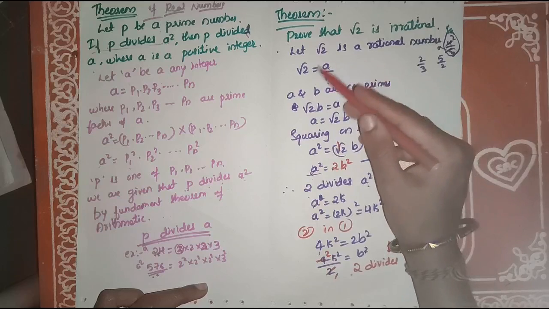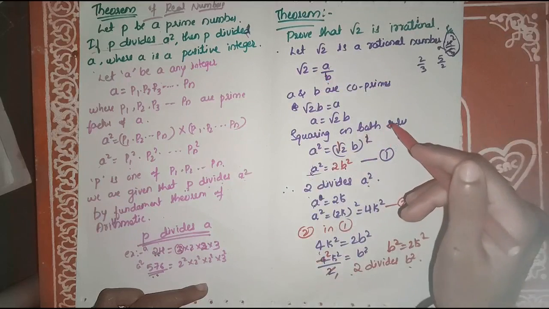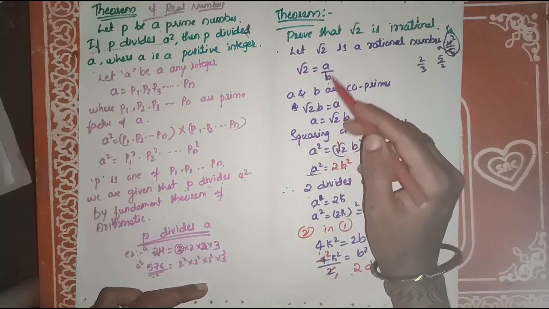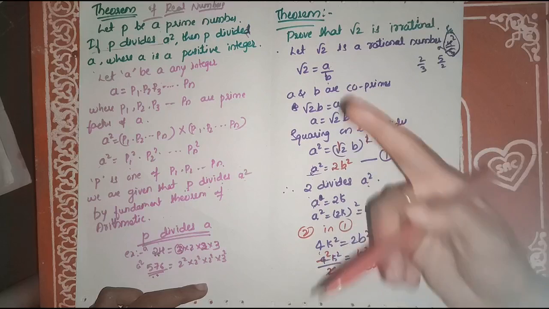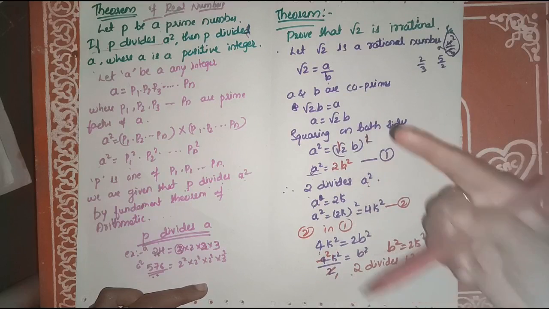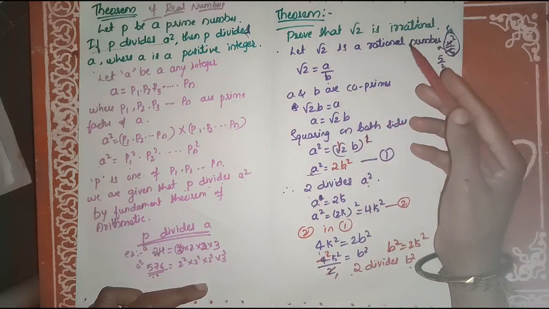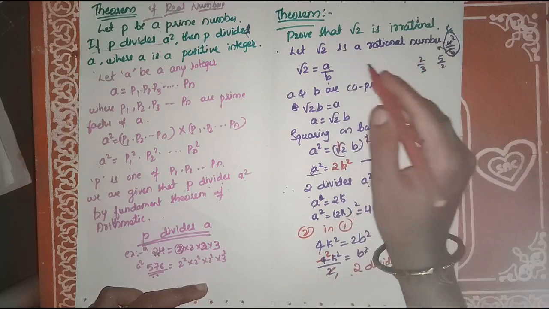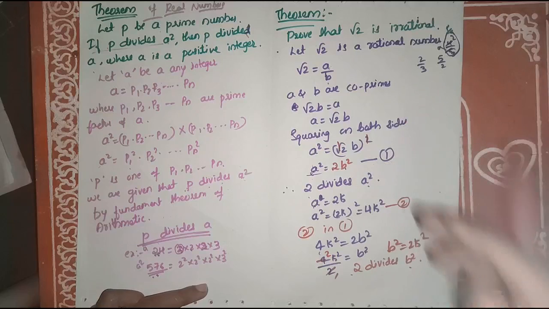So it means these are not co-prime here. But we have taken these as co-primes. So our assumption is wrong here. That's why we have taken here rational, but our assumption is wrong. These are not rational. So that's why these are irrational.